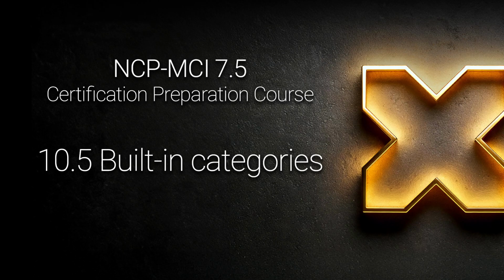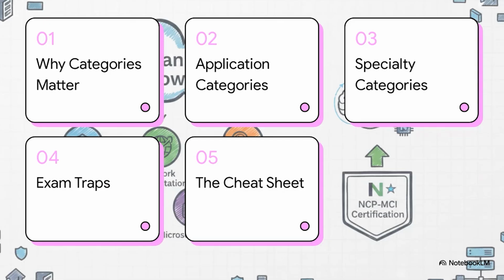If you're an infrastructure admin gearing up for the Nutanix NCP-MCI 7.5 certification, you are in exactly the right place. Today we're doing a highly focused explainer dedicated entirely to section 10.5 of the blueprint, which is all about built-in categories. We're going to unpack exactly how Nutanix Flow handles security categorizations, we'll break down the essential rules, the logic behind them, and most importantly, the specific scenarios you are absolutely going to be tested on. My goal today is to give you total clarity so you can walk into that exam feeling incredibly confident. Okay, let's just dive right into it.